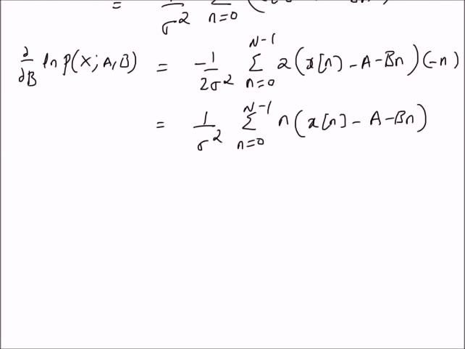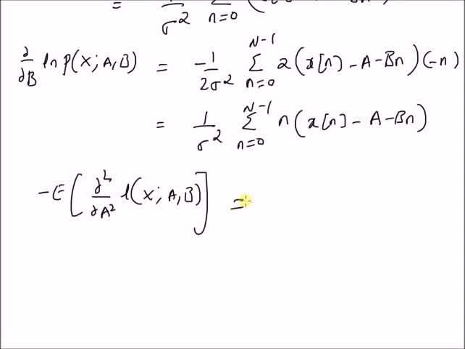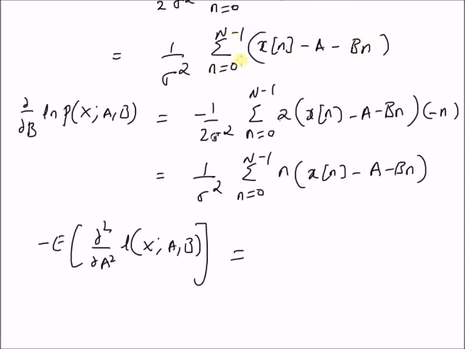Next, we can construct the elements in the Fisher information matrix as follows. The first one is negative expectation of the second derivative with respect to parameter a of the log likelihood function, which is equal to the derivative of this term with respect to a, which is 1 by sigma squared. The derivative of x of n is clearly 0 and minus a is minus 1, so minus N. And the derivative of bn with respect to a is also 0. So we are left with minus of minus, plus N by sigma squared. So the first element is N by sigma squared.